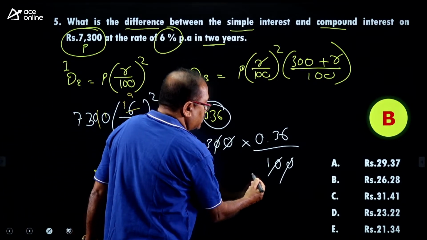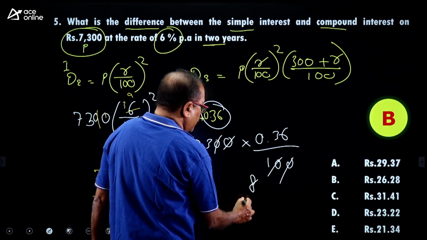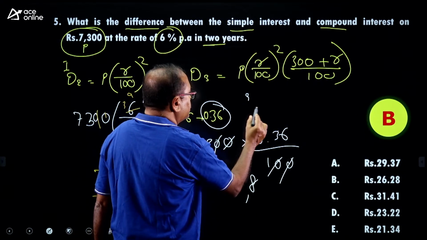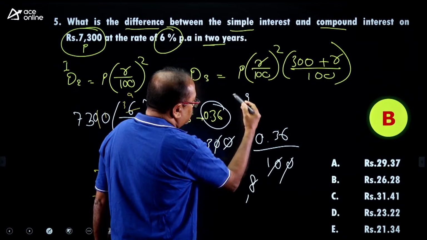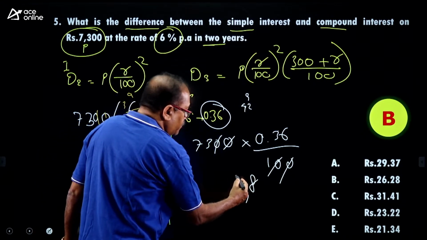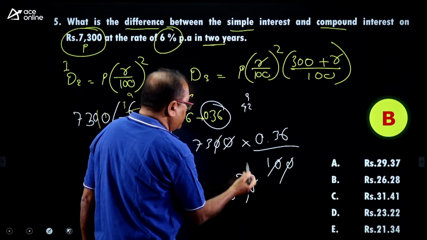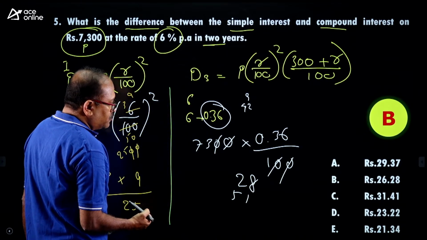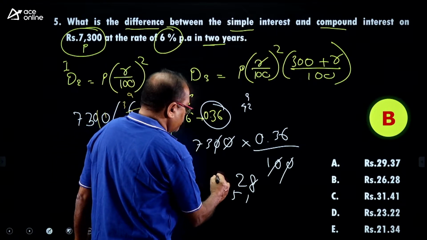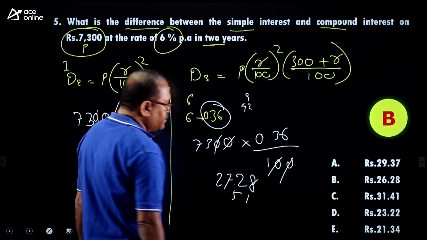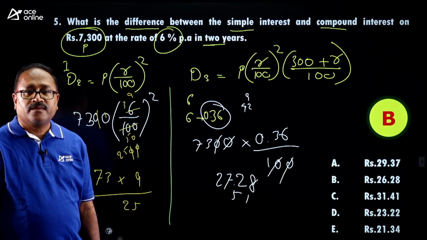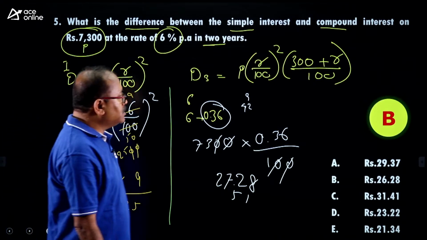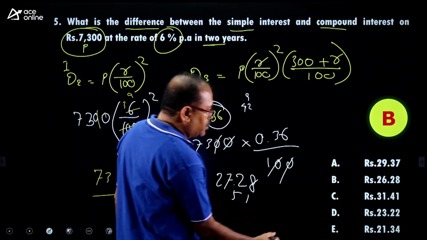6 threes are 18, carry 1. Okay, and 3 threes are 9 plus 1 is 10. 7 sixes are 42, so that is 51 and 52, carry 5, and 7 threes are 21. 21 plus 5 is 27. Okay, your decimal will be over here. Then, so what's the answer? 27.28 is the difference between simple and compound interest.